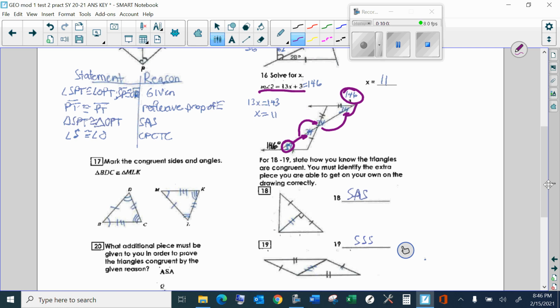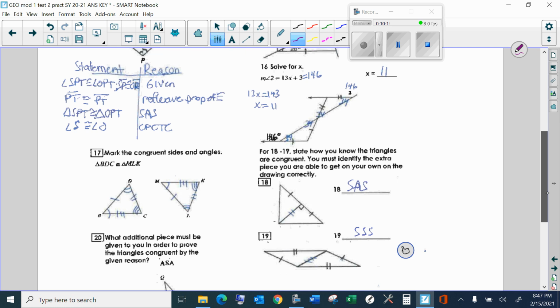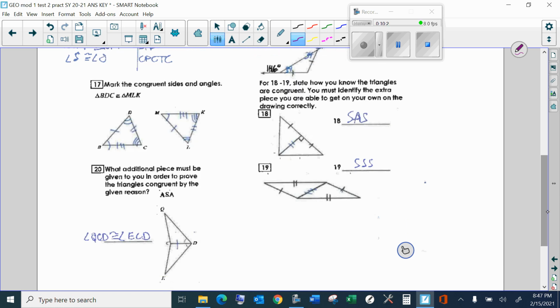So up here I see angle 2 equals 13x plus 3, so that equals 146. Subtract the 3 across, I get 143. Divided by 13, I get x equals 11. Nice little pre-algebra there, 7th grade math. Okay, you've already done isosceles triangles all this year. You did it in 8th grade math as well.